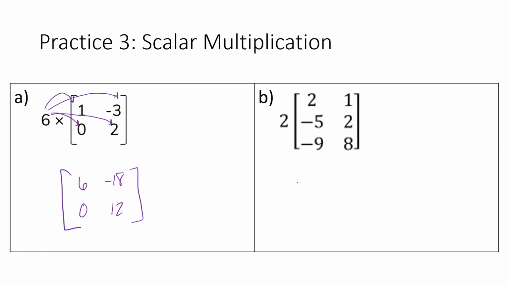All right, so on B, what do we get? And then, and then, and then, and 16. Bam. Yay. We can scalar multiply. That's it. Moving on.